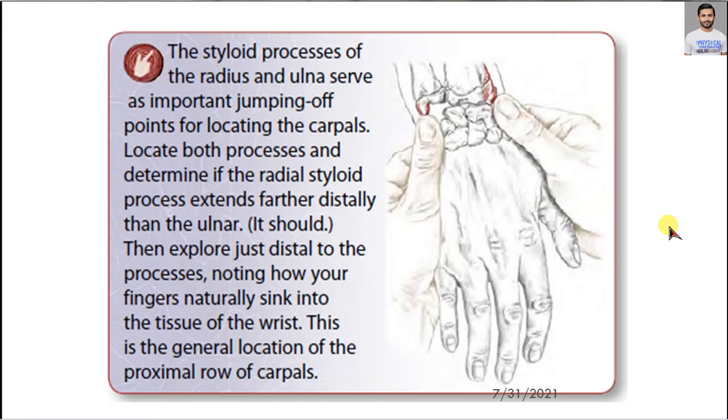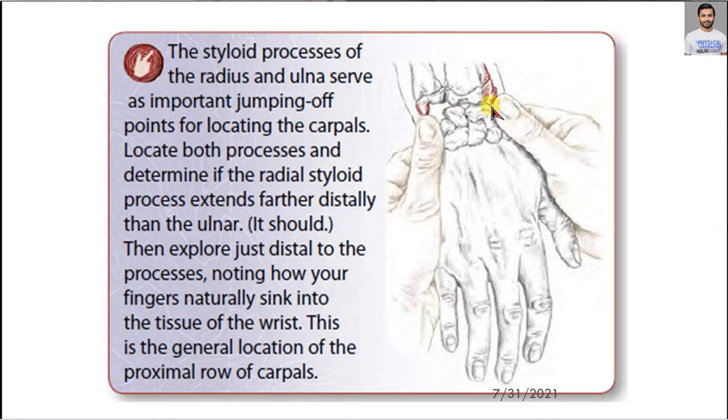Now the styloid processes of the radius and ulna serve as important jumping off points for locating the carpals, because there is a potential space between the styloid process and the carpals. Over here you can see that there is more space available by the ulnar styloid as compared to the radial styloid. So this gives you more soft region to palpate, and this gives you more hard region to palpate.